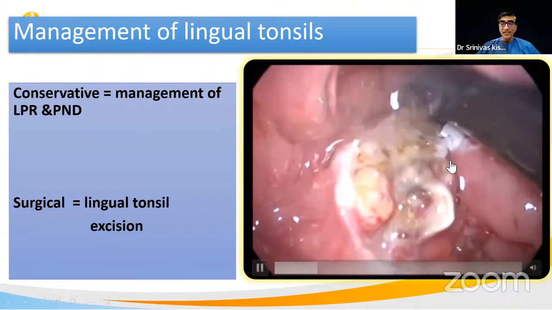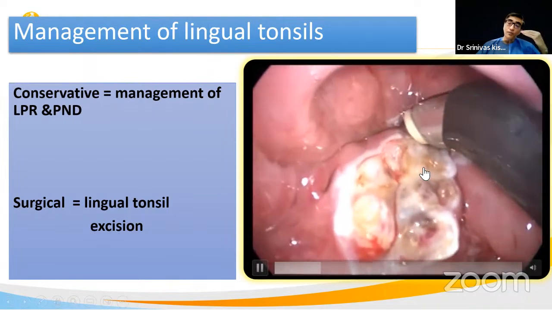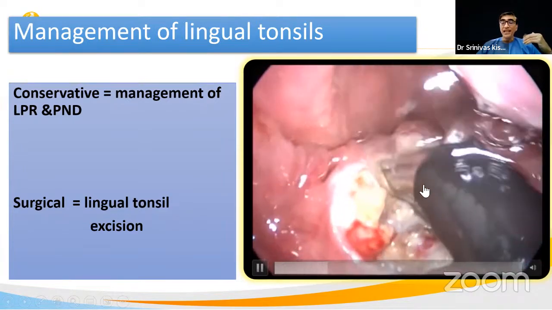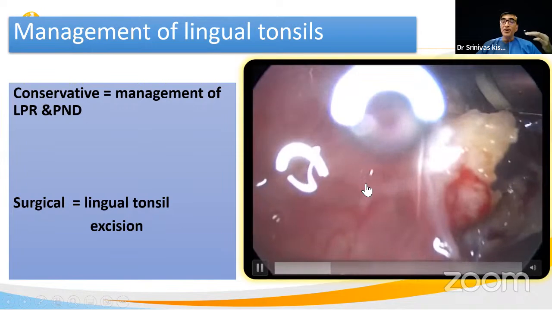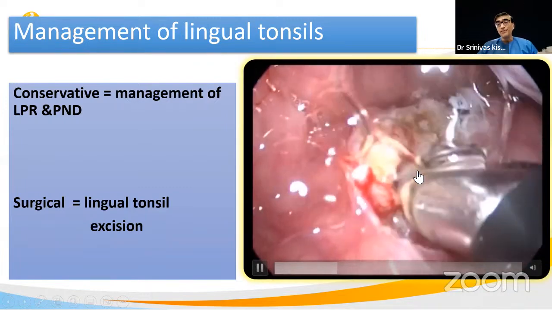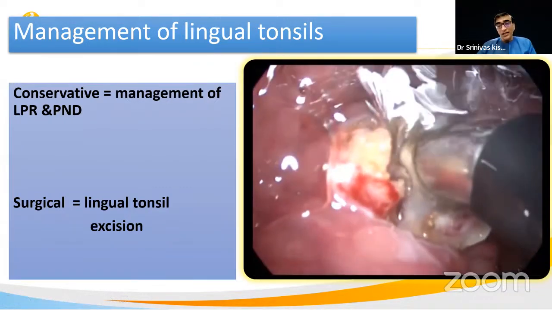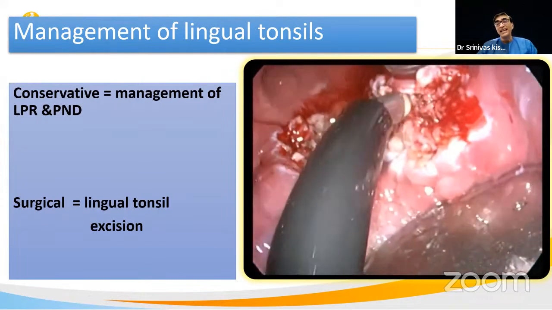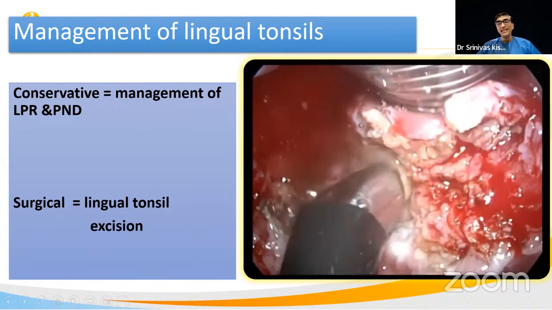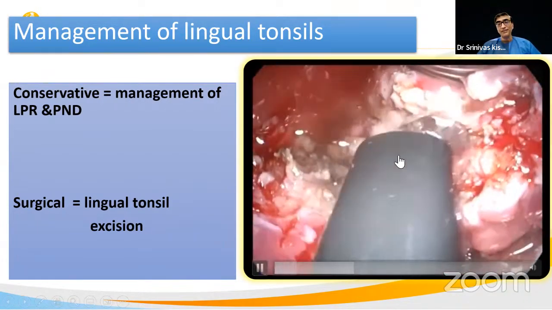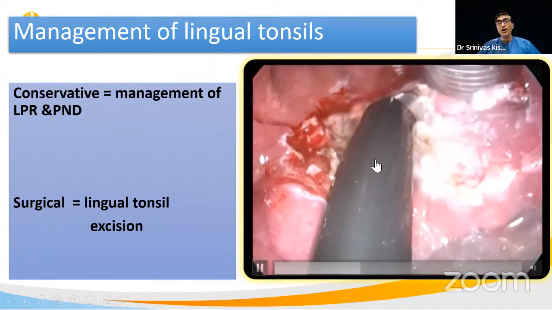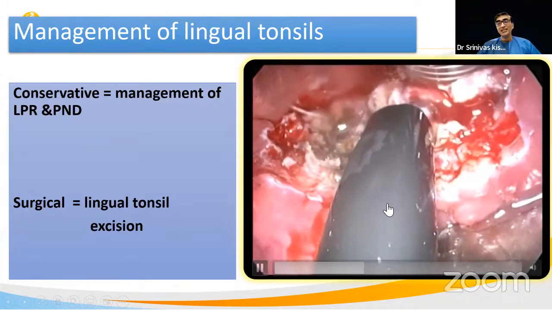The advantage of this particular technique is that your coblation wand doesn't get clogged. So as you go from layer to layer, why won't it get clogged? Because it is going with gravity, right? If you are in the Rose's position and the coblator wand is going and the saline is going against gravity, then you will have trouble. So you can see that the entire procedure is almost done, and you can see layer by layer, we have gone and cleared it off.